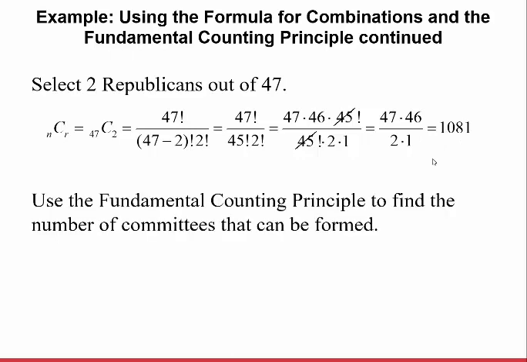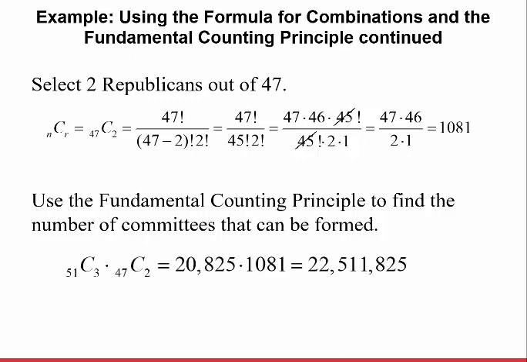Now to find the total number of ways, we have to use the fundamental counting principle to find the total number of committees that could be formed. It's the number of ways you could pick the Democrats times the number of ways you could pick the Republicans. And this would be 22,511,825 different ways. I encourage you to make sure you use your calculator for these problems.